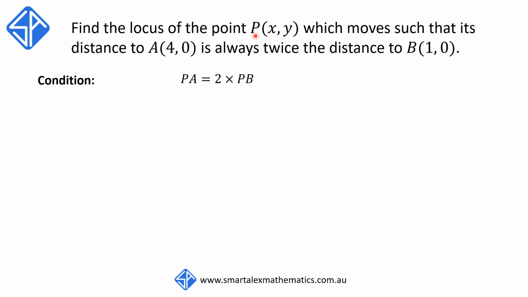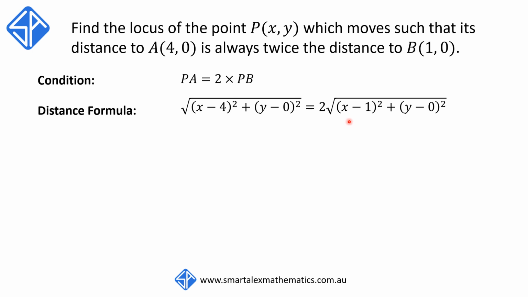So we're going to apply the distance formula to the points P and A for our left-hand side, and this is going to give us the square root of (x minus 4) squared plus (y minus 0) squared. And for the right-hand side, we've got 2 times PB, so we're also going to apply the distance formula to the point P and the point B. On the right-hand side, we have 2 times the square root of (x minus 1) squared plus (y minus 0) squared. Then we're going to square both sides and simplify it.